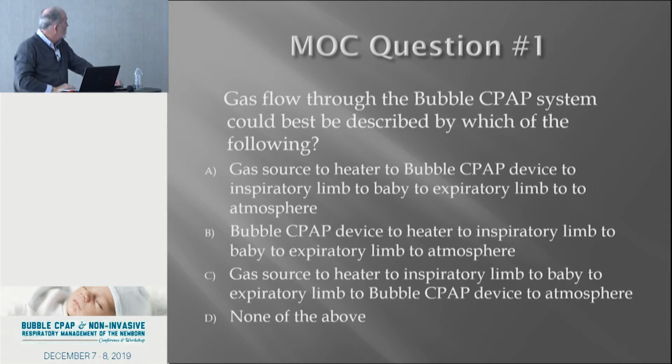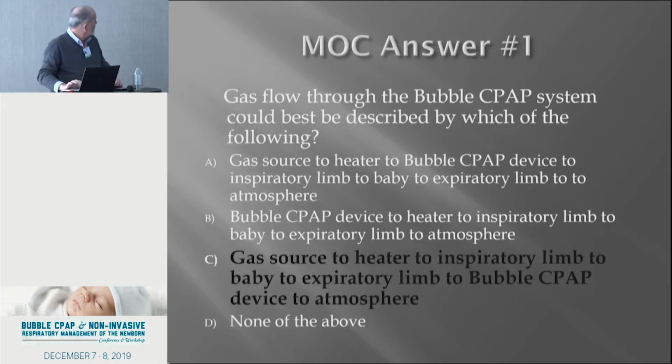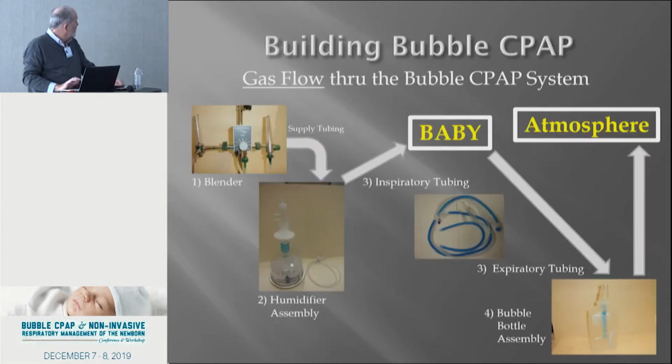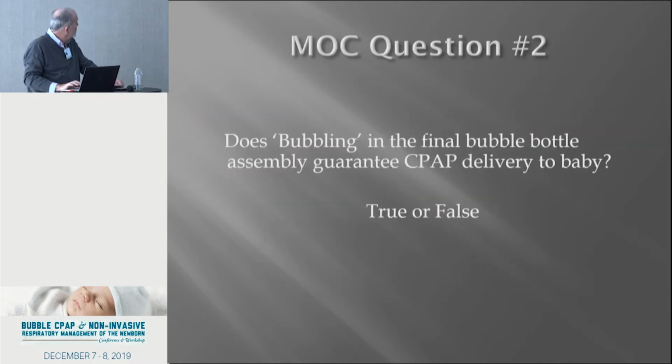Okay. The bubble CPAP device goes from the wall, gas source, to the heater, to the inspiratory limb, to the baby, to the expiratory limb, to the bubble CPAP device, to the atmosphere. That would be C. And I think that's the answer. Yay. And there's a picture of what I just said, which you've already seen.